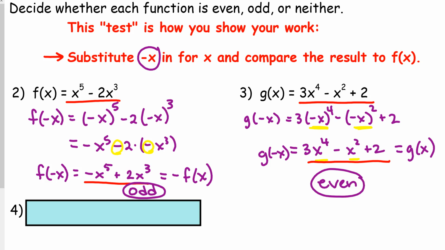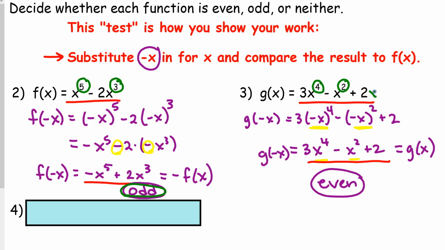And I have a shortcut for you, which you've probably already discovered, but the shortcut is not enough to justify your answer. It is enough to have a feeling for what the right answer is. Let's look back at number 2. Look at the exponents. Odd exponent, it was an odd function. Let's look at number 3. Even exponent, and then what about 2?